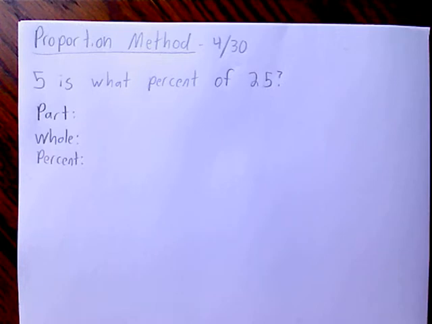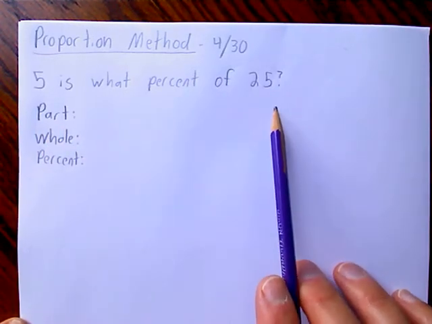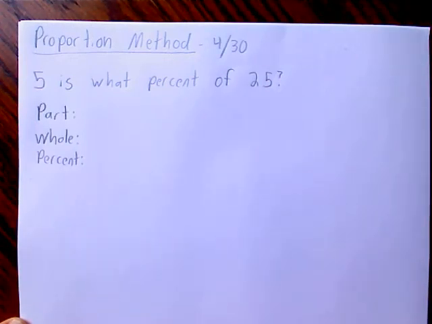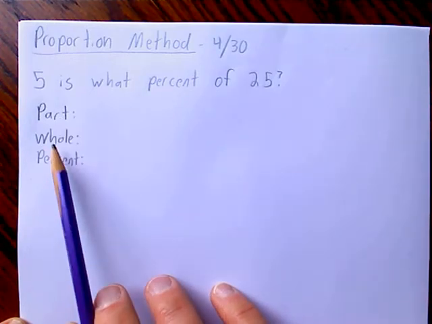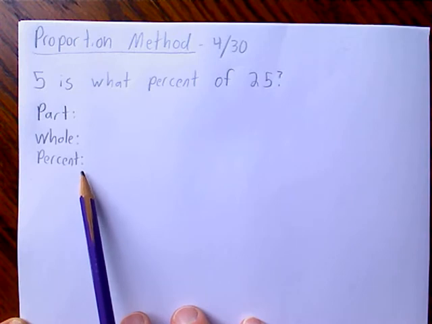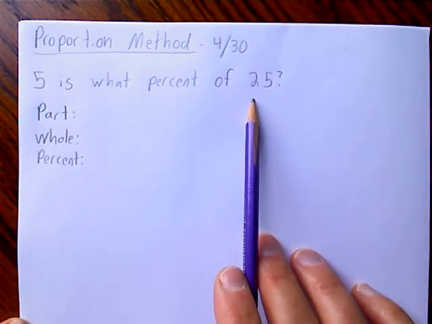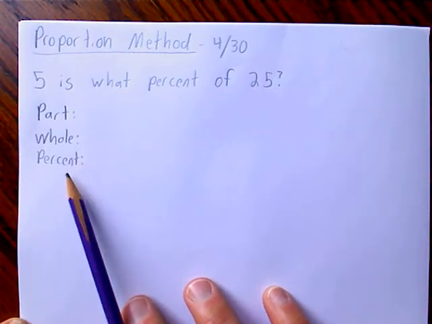And that's going to be an extra challenge, is identifying what is the part, what is the whole, what's the percent. So let's look right away at this first example problem. 5 is what percent of 25? Now, before we start to calculate anything, before we set up our proportion, we have to identify the part, the whole, and the percent. This is the standard way we do this for every single problem. So we've got to look in our question here and pull out the part, pull out the whole, pull out the percent.